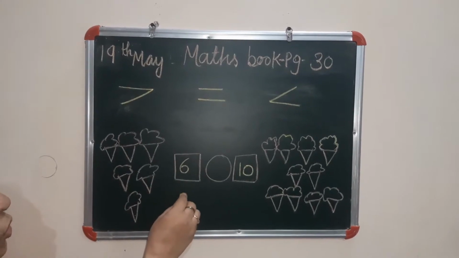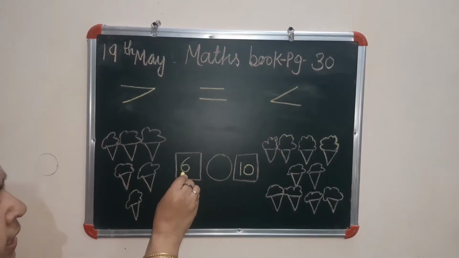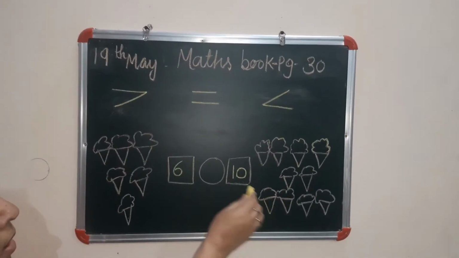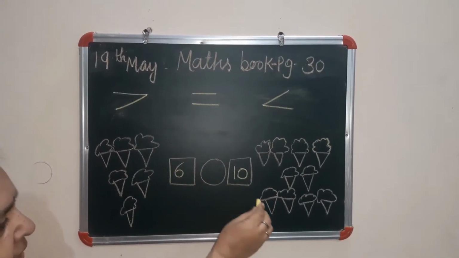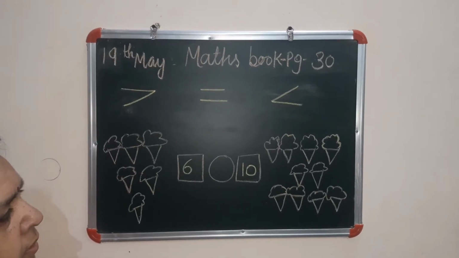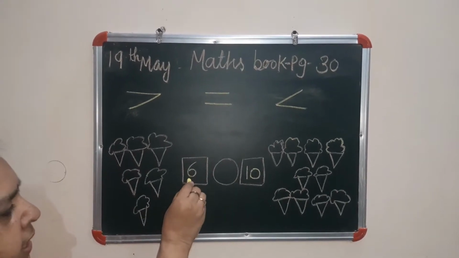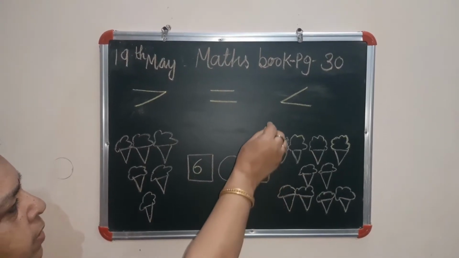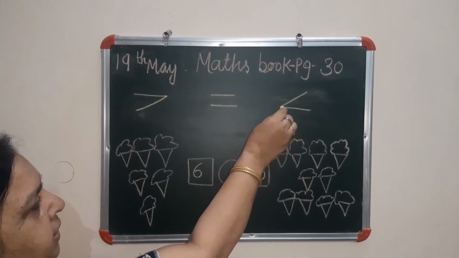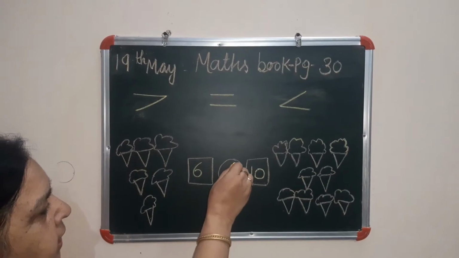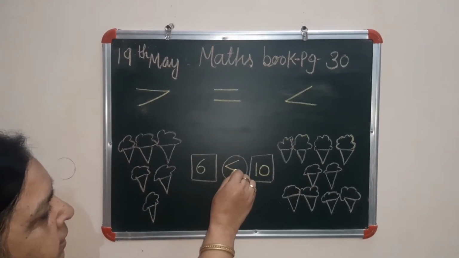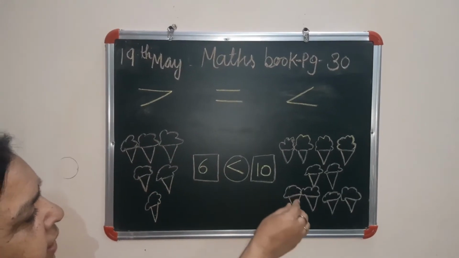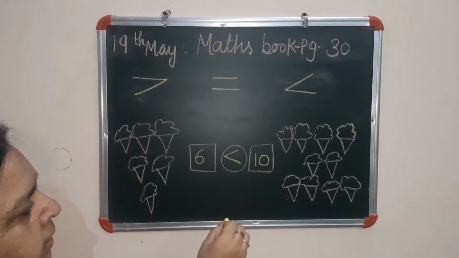Now students, you will tell me, is 6 greater than 10? 6 is less than 10. So yes, 6 is less than 10. So we will mark this symbol in this circle. Now we will read: 6 is less than 10.